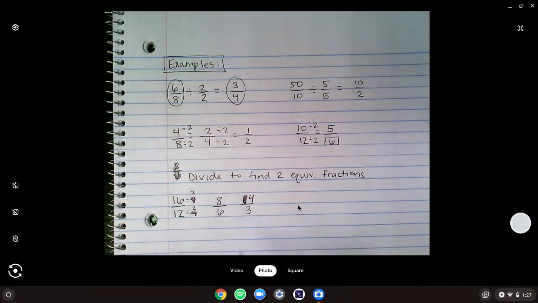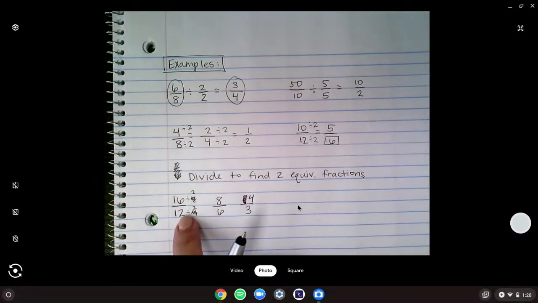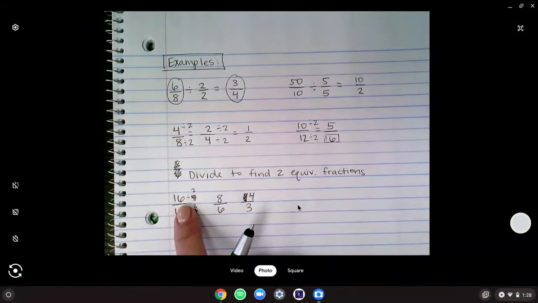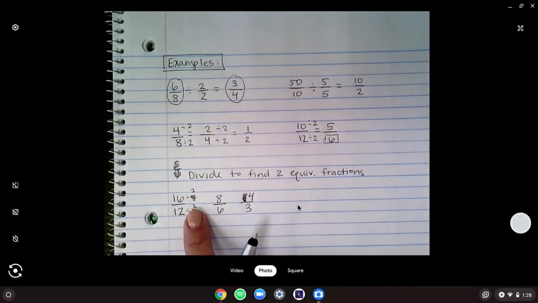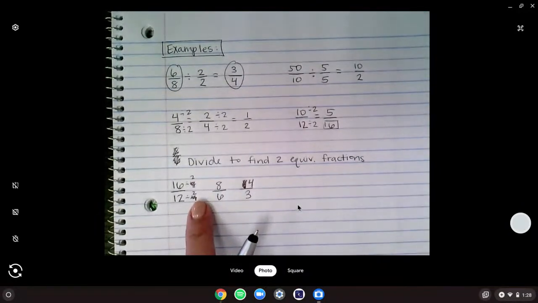Thank you. We could get 8/6. Could we divide by anything else? No. What else? 1. Remember, if we divide by 1, does that give us an equivalent or does that give us the same? It gives us the same, so we can't do 1. We want an equivalent. We did 2. Can we do 3? No. Can we do 16 divided by 3? Remember, this one is weird because it's got to work for both numbers. And that doesn't work. We can't have a remainder in a fraction. No. That doesn't work.